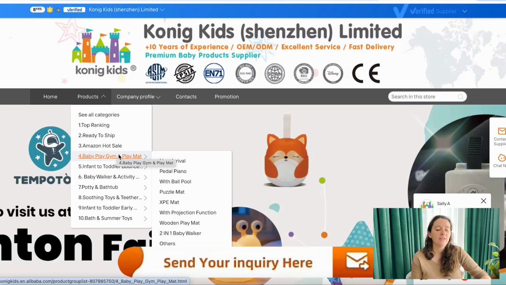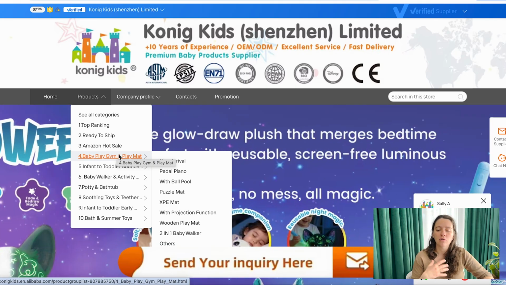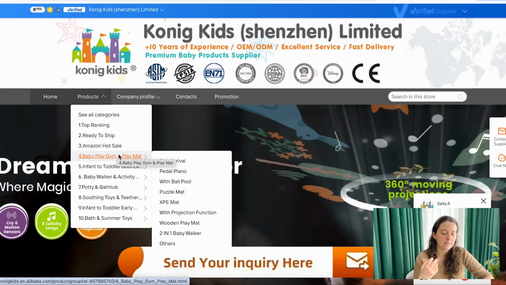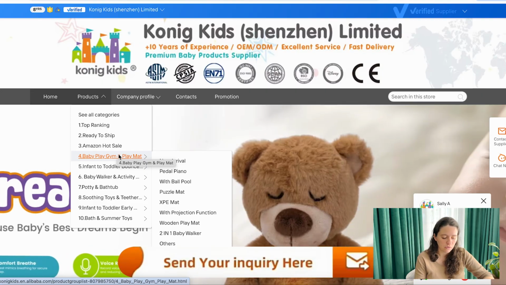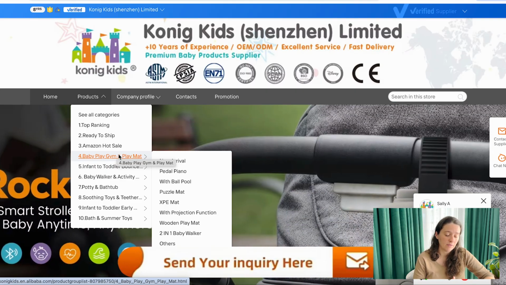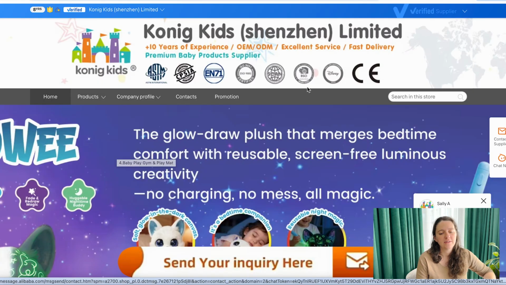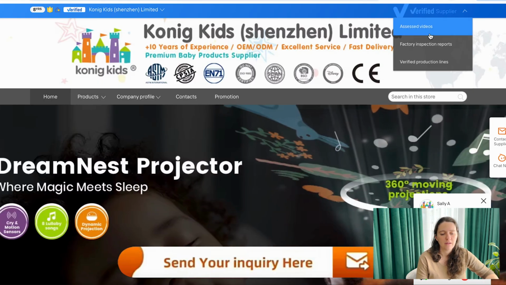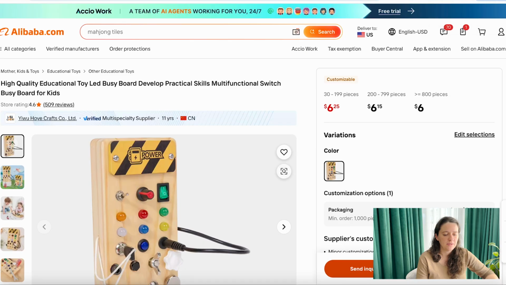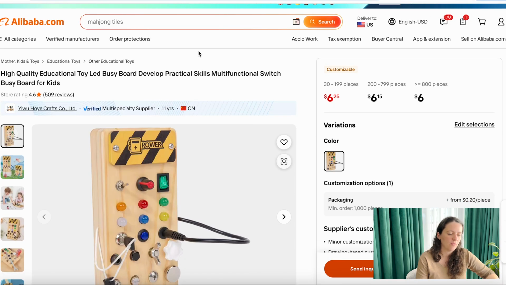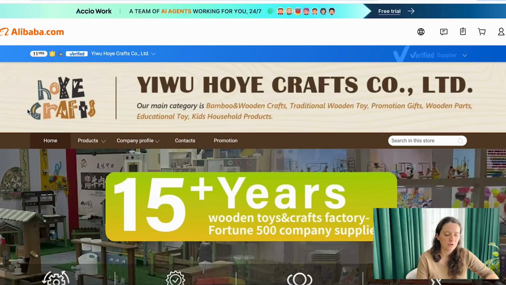If the supplier would make only wooden toddler busy boards, and also maybe some similar wooden products, or maybe some puzzles that are also made of wood, then I would assume that they are more of a manufacturer than a trading company. Okay, so the next thing that I check, maybe also look at the other products that we opened. So this one, let's see what products they make.